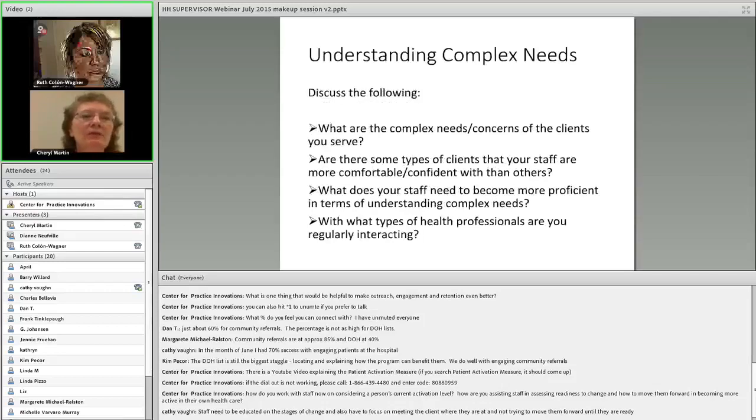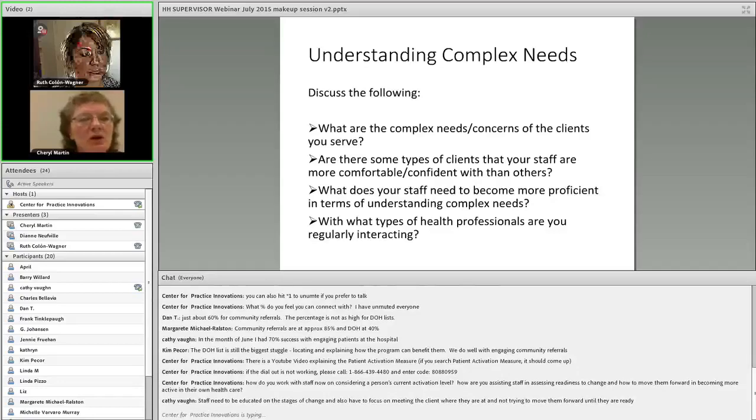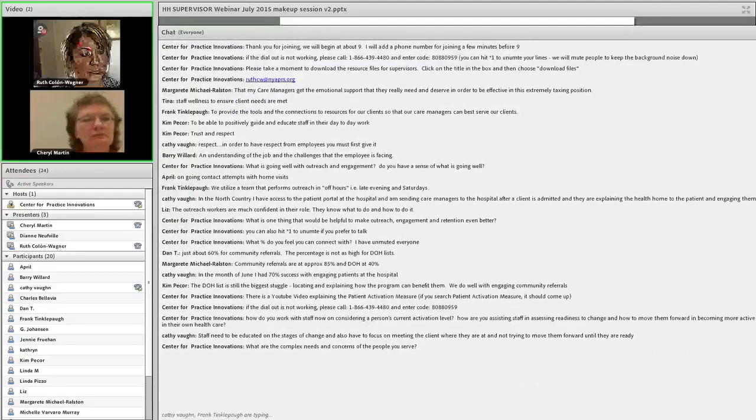So the next area that we talked about was understanding complex needs. I asked the first question, and if anybody wants to speak on the phone, by all means, although I'm understanding there may not be too many folks who are on the phone, but what are the complex needs and concerns of the clients you're serving? So what are the things that you're coming across on an ongoing basis that your care managers are bringing to you regarding complex needs? We have a couple of folks typing now.